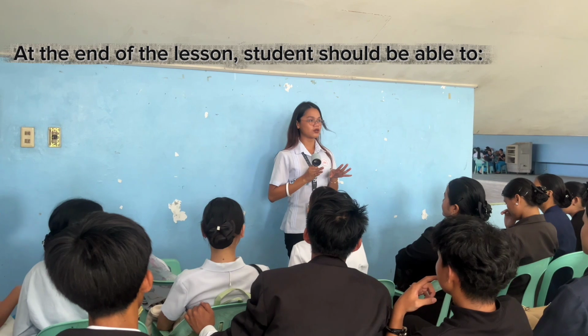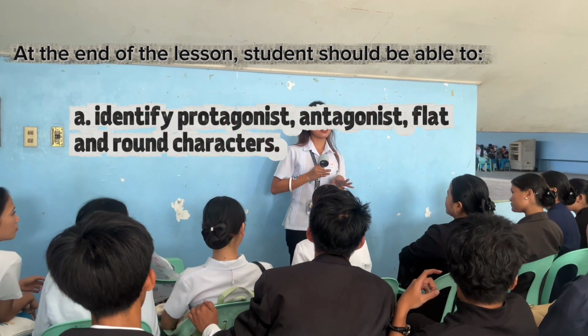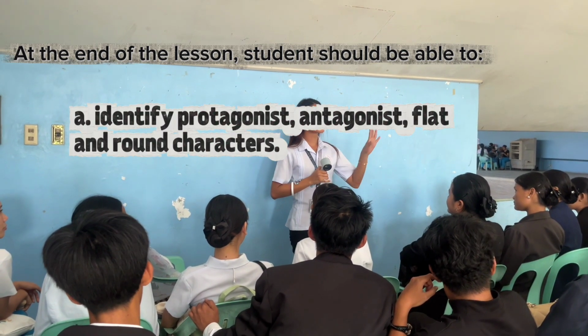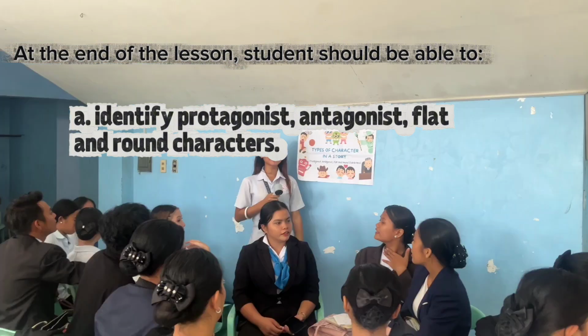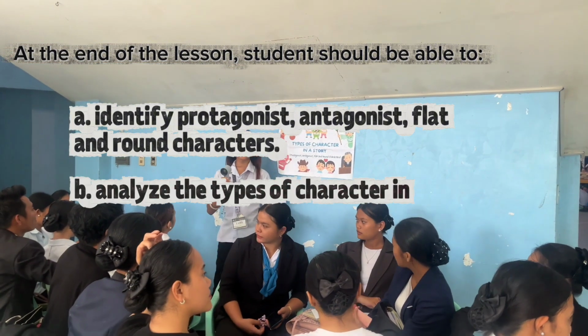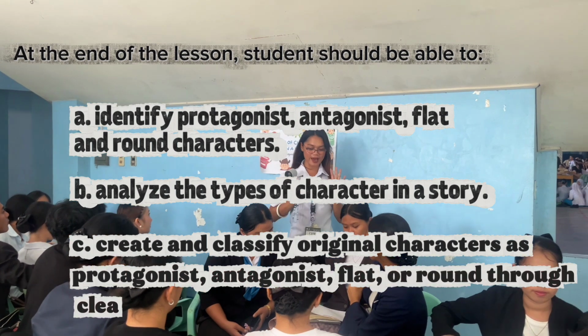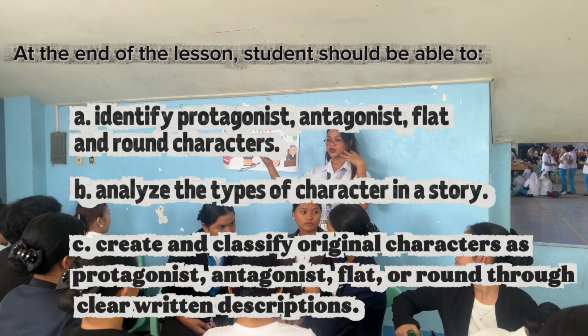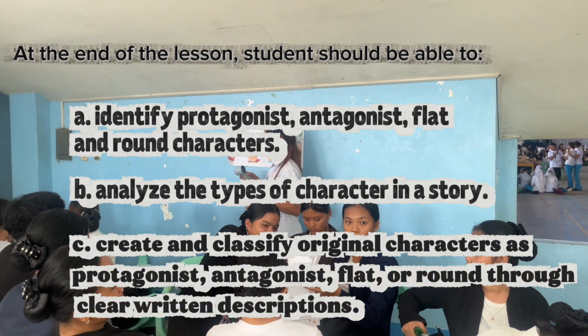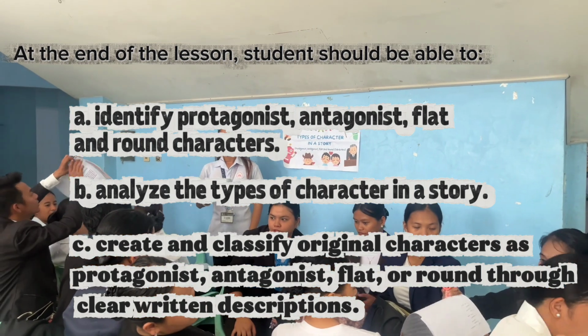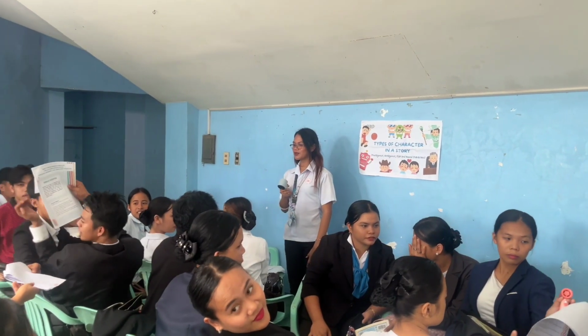At the end of the lesson, students should be able to identify protagonists, antagonists, flat and round characters, analyze the types of characters in a story, create and classify original characters as protagonist, antagonist, flat, or round through clear written description.